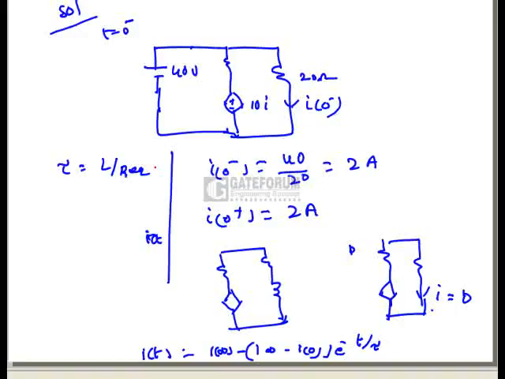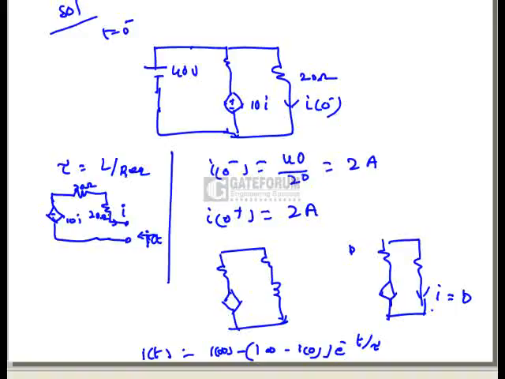If you want to find out the R equivalent, we have to observe the network at t equal to infinity. At t equal to infinity the network will be simply this, and we have to look into the terminals of the inductance and find out the resistance. Here this is a 10i source and this current is simply i. This is our 30 ohms and this is 20 ohms. So this is the network at t equal to infinity. Now if you observe the network from the inductor terminals, you have to find out what the resistance will be.